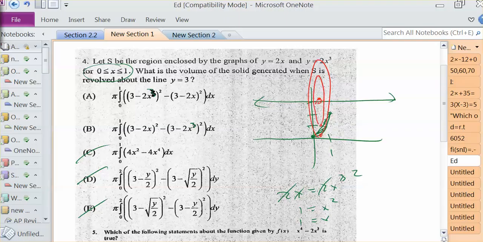So our outer radius is simply going to be 3 minus the bottom function, which is 2x cubed. And our inner radius is going to be 3 minus 2x. So we know the answer is going to have to be a. So you can kind of go through that quickly if you have a strong understanding of the concept of volume of revolution.